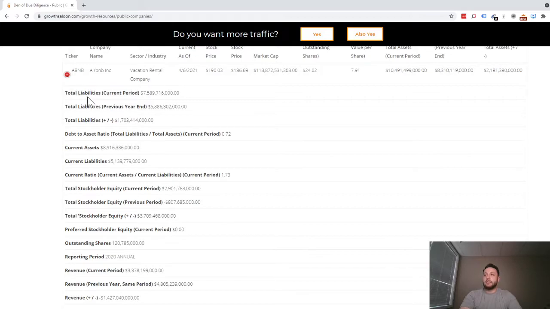You're looking at total liabilities for 2020. This is all of their debt. This is everything they got to pay for. This is their accounts payable, who they owe money to. This is all in there, and that's going to be found on their balance sheet as well. So you're looking at $7.5 billion, almost $7.6 billion in 2020 is what their liabilities have gone up to. And then in 2019, it was at 5.8, almost $5.9 billion. So it's an increase of 1.7.